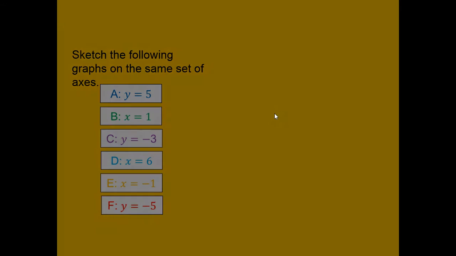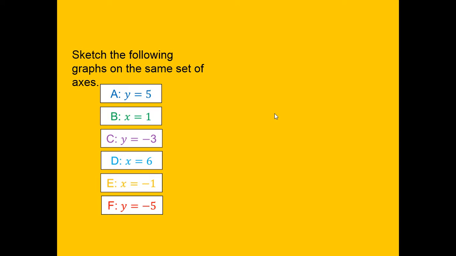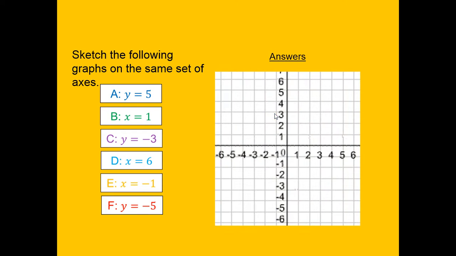Okay, what I would like you to do now is think differently. I'm going to do the first one for you. I want you to copy down these equations, draw another grid in your books, and sketch the following graphs on the same axis for B, C, D, E, F. I'll do the first one for you. Y is equal to 5. Well, I know it's going to be a horizontal line at 5. So I've done the first one for you. Pause the video and have a go at the next 5.